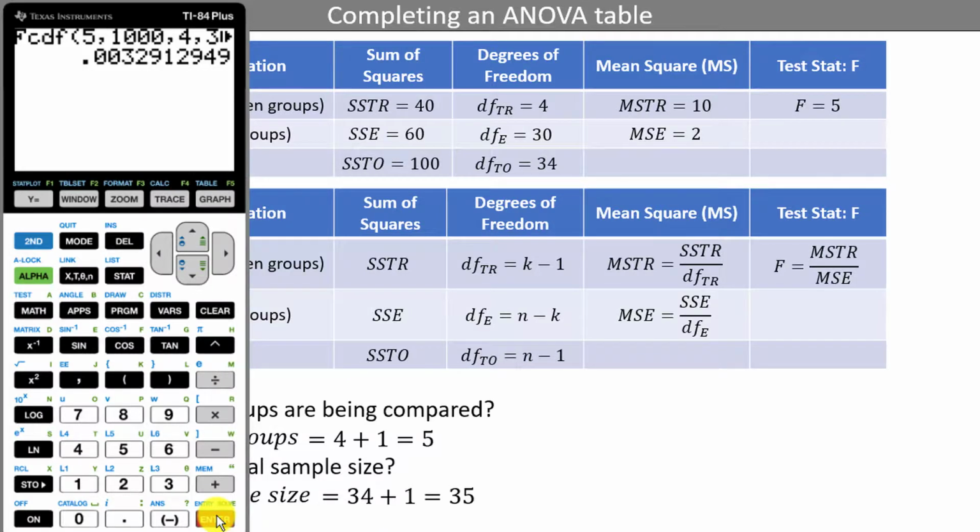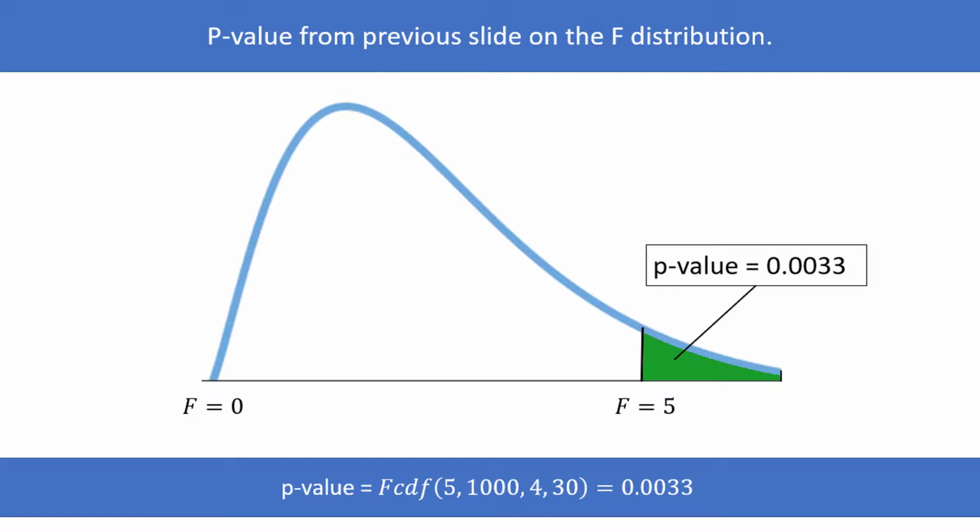0.0033. Here is the p-value as you would see it on the F distribution. It is the area greater than F equals 5 that we calculated using the FCDF function.